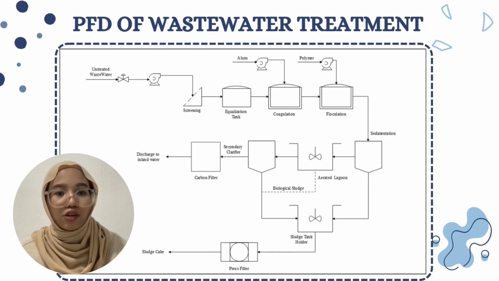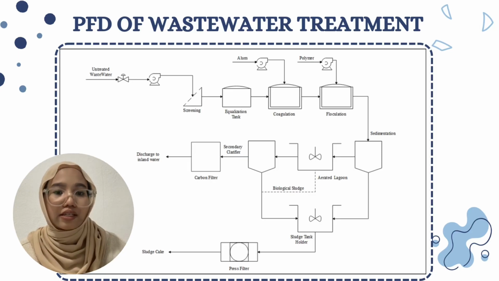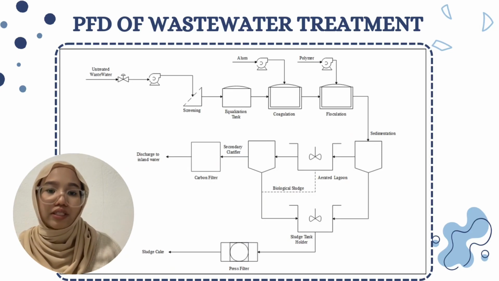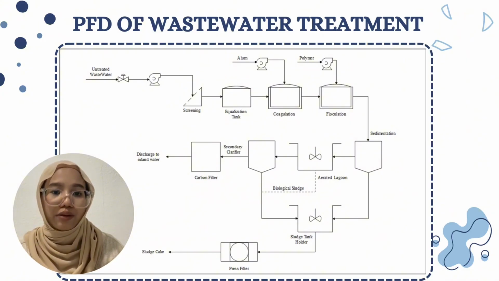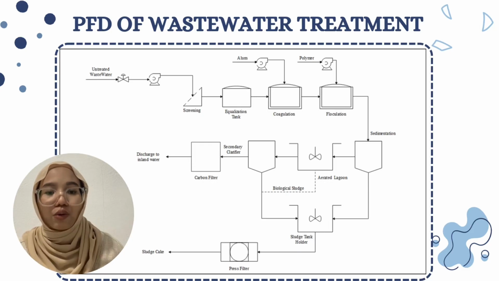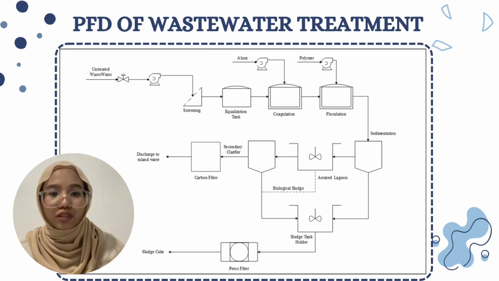Here, alum and polymer are added to promote particle aggregation, making it easier to remove the suspended solids. Next, the mixture will enter the sedimentation tank, where the heavier particles will settle down at the bottom, forming sludge. The clarified water will proceed to the secondary clarifier and then pass through a carbon filter before being safely discharged into the inland water.